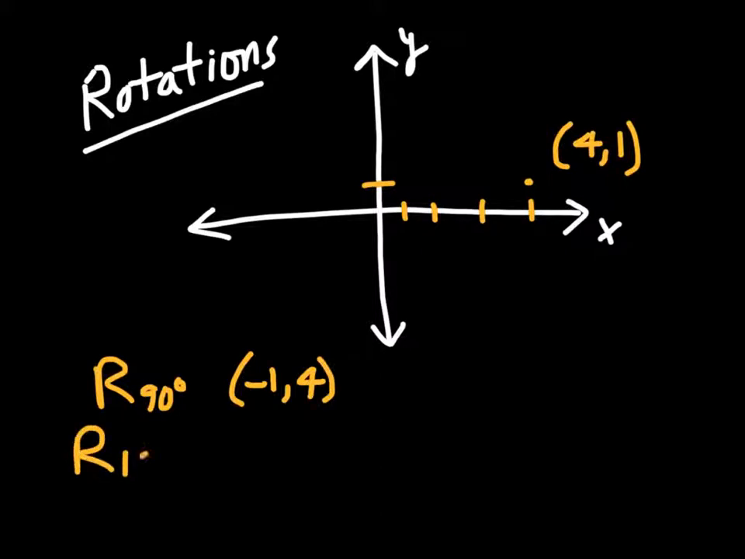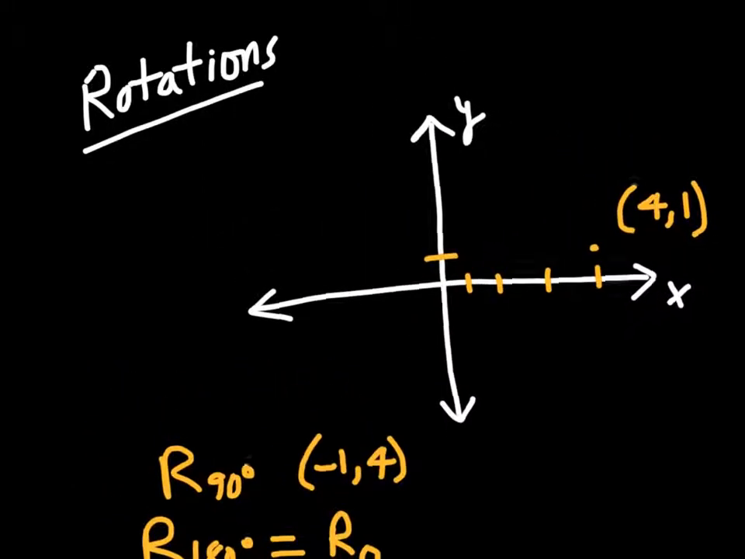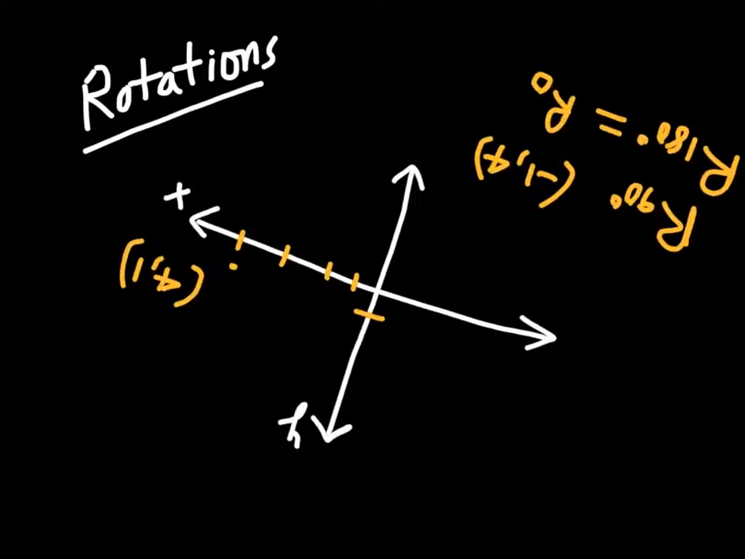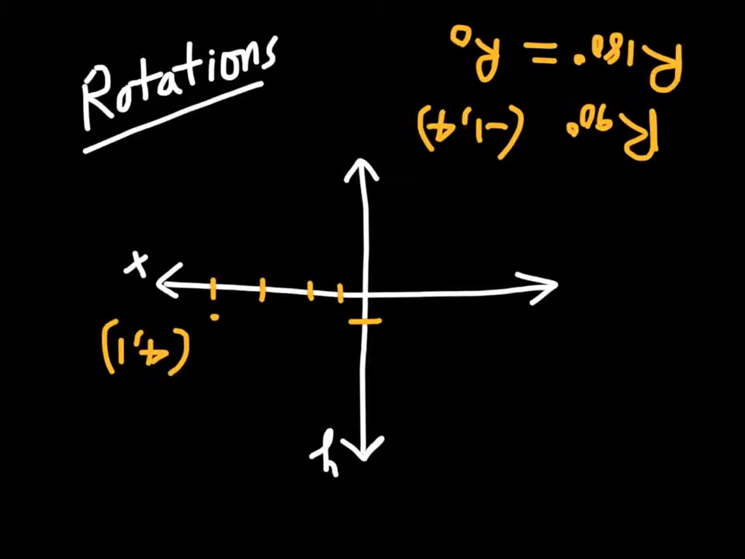If I did a rotation of 180 degrees, that is the same thing as a reflection through the origin. What will that do? That will just change the coordinates. But if I want to actually show it by rotating 180 degrees, I'd rotate a half a turn, which is placing my new point at negative 4, negative 1.